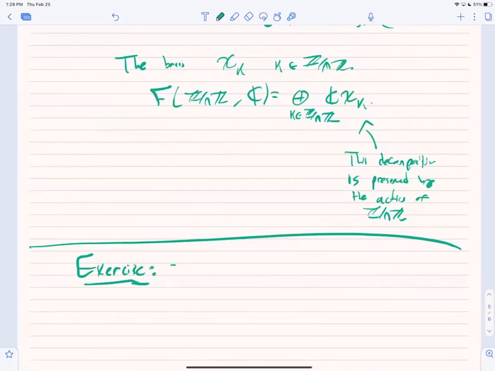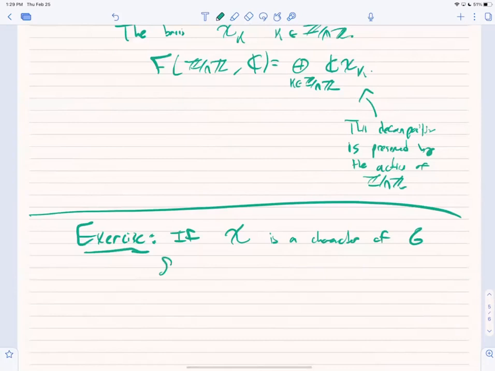So if chi is a character of G, and rho is a map from G to GL(V), where V is a complex vector space. So chi is a complex valued character of G, and rho is a representation. GL(V) just means invertible linear transformations on some vector space V. You write this when you don't want to fix a basis.